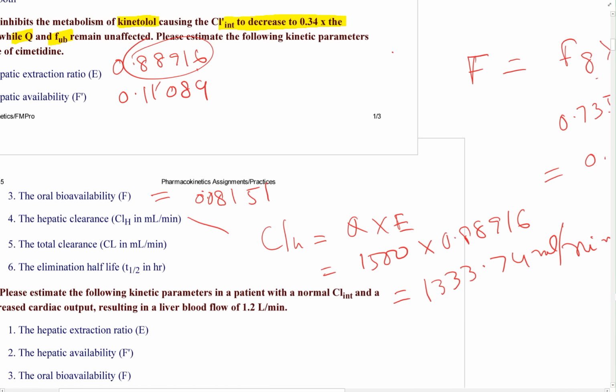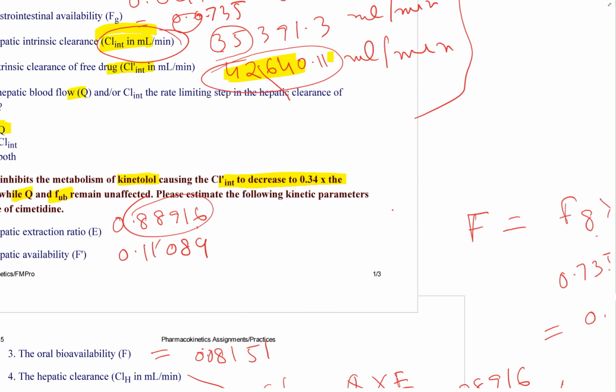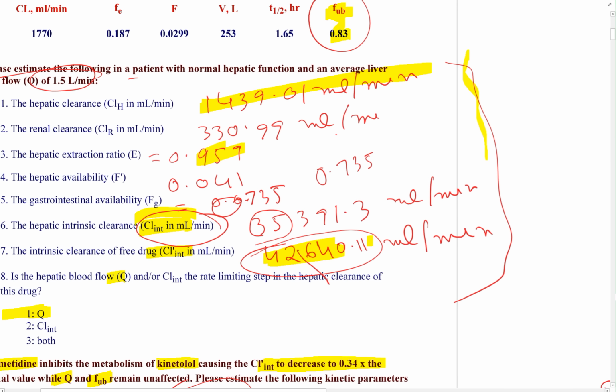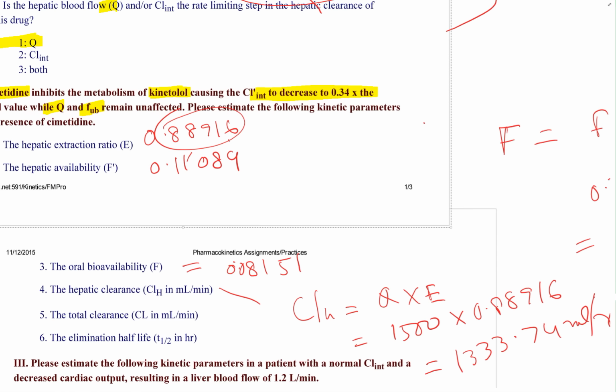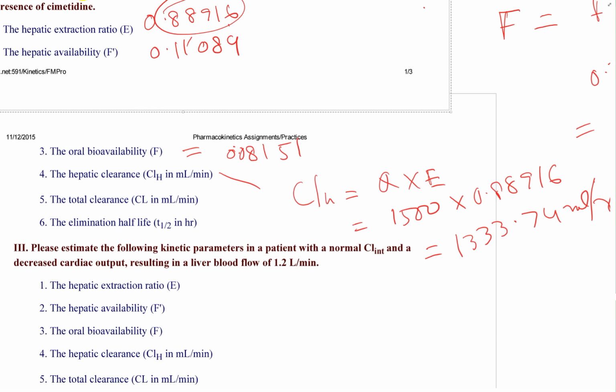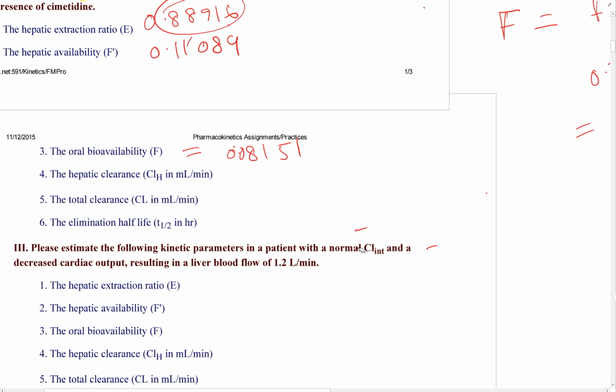You see this hepatic clearance, our previous hepatic clearance, has decreased. You see here 14, and here it has decreased a little bit. So our new hepatic clearance is 1333.74 milliliter per minute. Now we have to calculate total clearance.